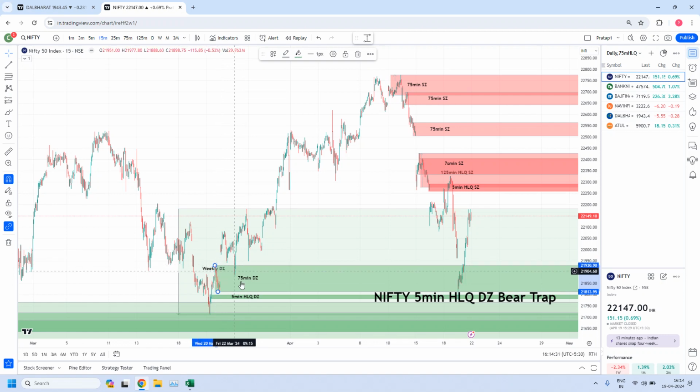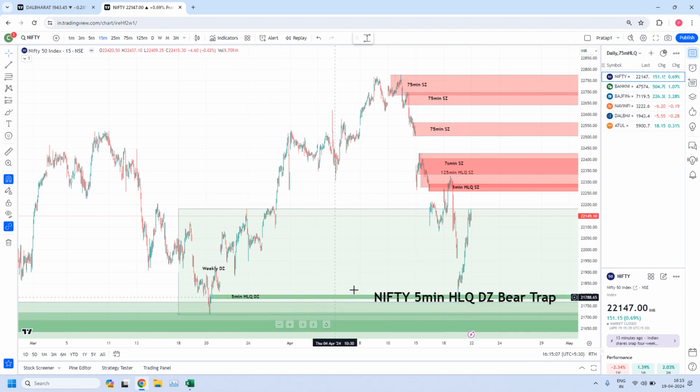Even before I delete, look into the trap we set. The 5 minutes high liquidity demand zone institutions have set. We identified the trap, and I gave a clear detailed explanation about this trap in our last NIFTY 50 analysis video recorded on 17th April 2024. Please look into that. Even in the comment section of the video I have given the timestamp. If you click on the timestamp, you get directly into this discussion. So let me delete this 75 minutes zone.